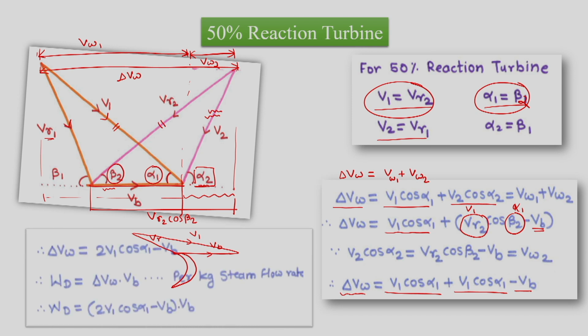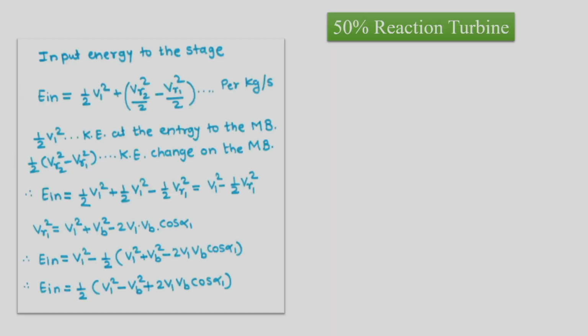Then this leads to the next step, which states that there is 2V1 cos alpha 1 minus VB, that is the delta VW. So we can use delta VW to find out the work done in a stage per kg of steam flow rate. Otherwise we have to multiply by the steam flow rate. So this is delta VW into VB. So we have work done in a stage equal to twice V1 cos alpha 1 minus VB into VB. So this is the work done by the 50% reaction turbine.